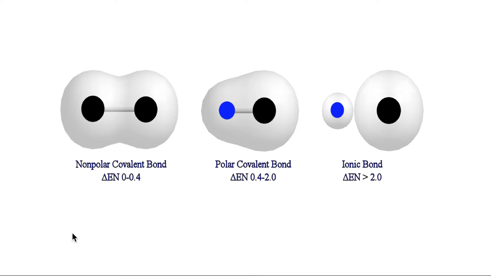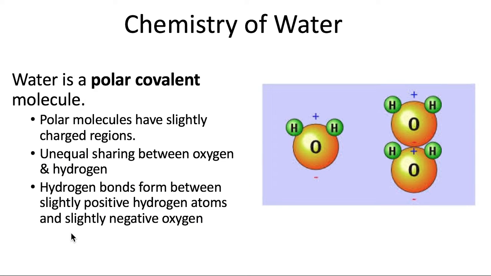Okay, so let's go and look at water. Water is polar covalent, so they are sharing electrons but not equally, and you end up having the oxygen become more negative and the hydrogens becoming more positive. They are unequally sharing their electrons. Now, because of this, hydrogen bonds can form between the hydrogen atoms and the negative oxygen.